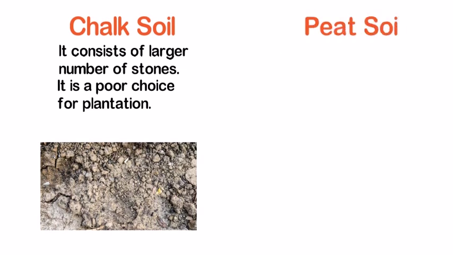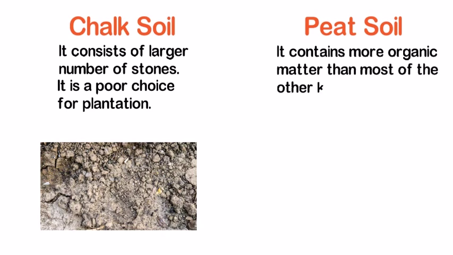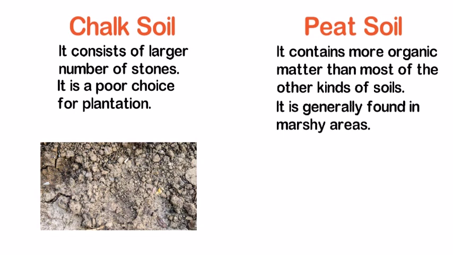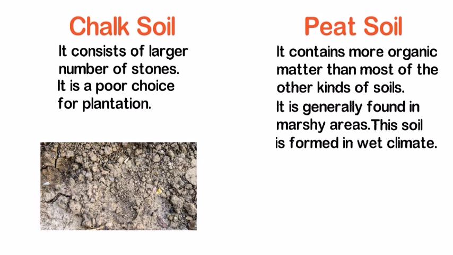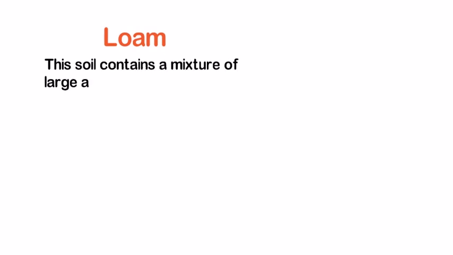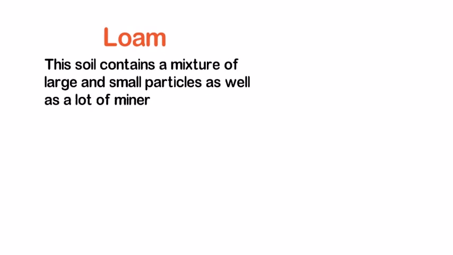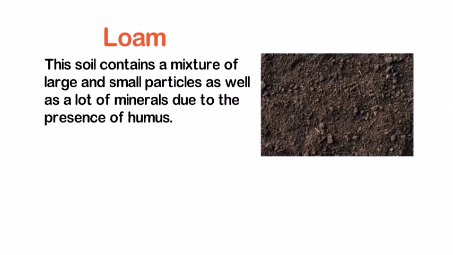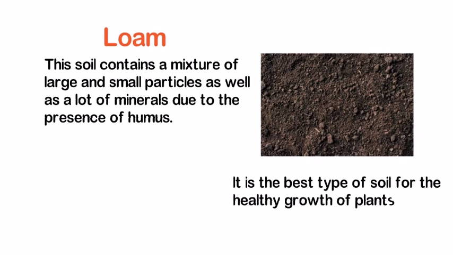Peat soil. It contains more organic matter than most of the other kinds of soils. It is generally found in marshy areas. This soil is formed in wet climate. Loam. This soil contains a mixture of large and small particles as well as a lot of minerals due to the presence of humus. It is the best type of soil for the healthy growth of plants and animals.